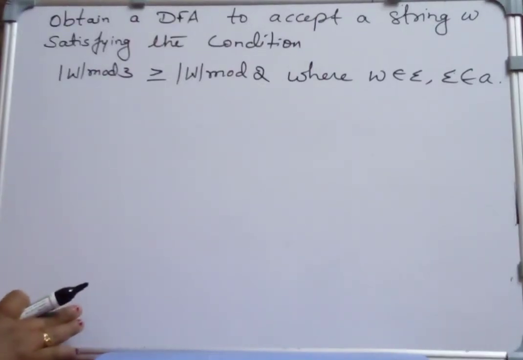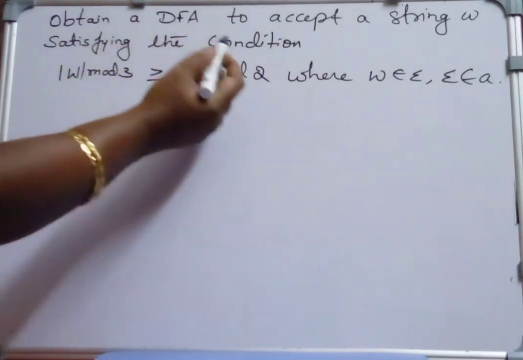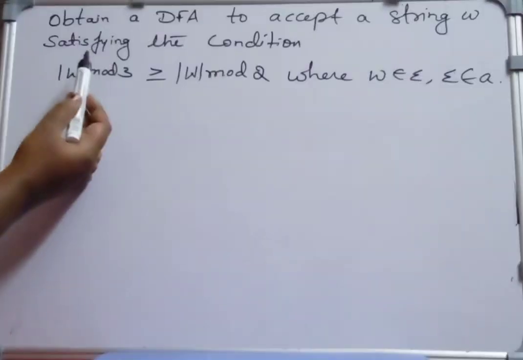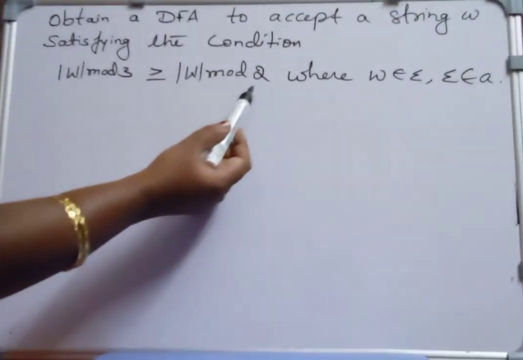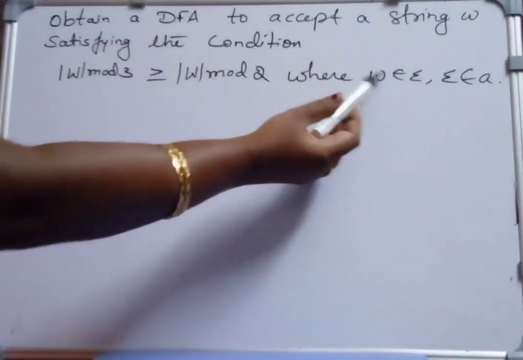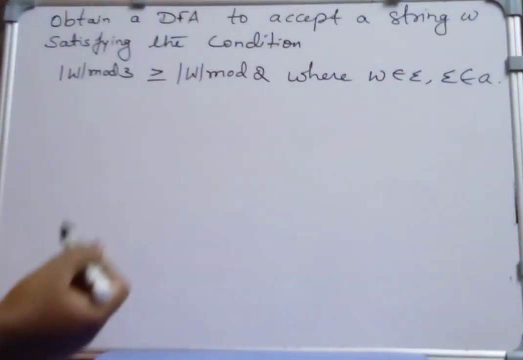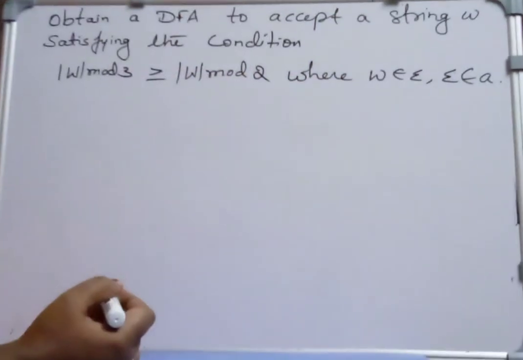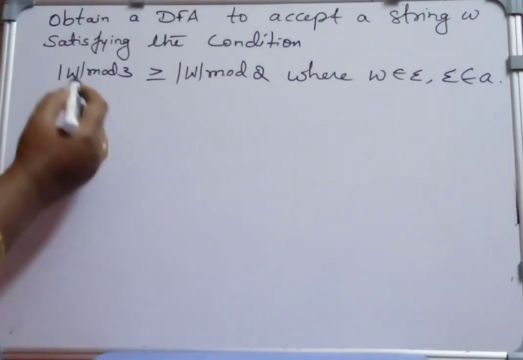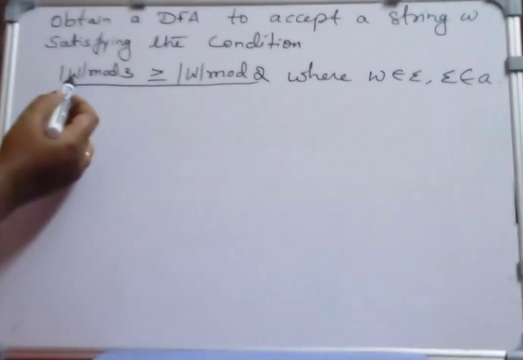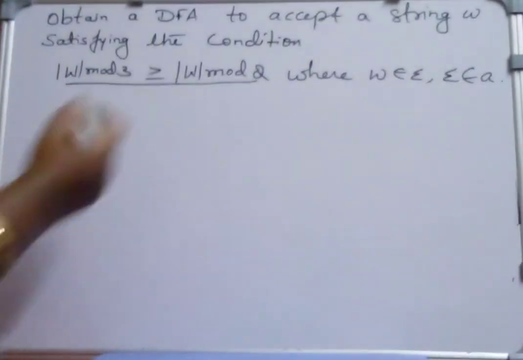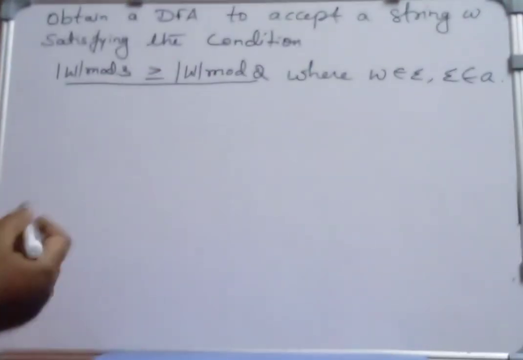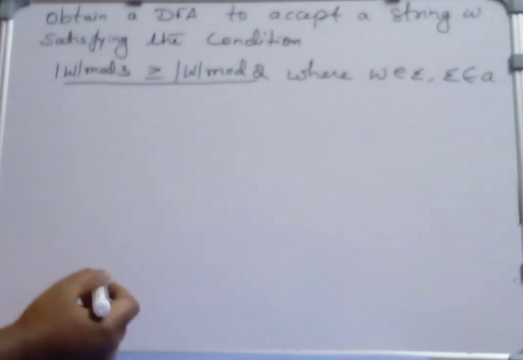Okay students, today we are going to discuss modulo K problems. Obtain a DFA to accept a string W satisfying the condition W mod 3 greater than or equal to W mod 2, where W belongs to Σ and Σ contains the symbol A. So here the condition given is that the string length W mod 3 should be greater than or equal to W mod 2. Whenever a modulo problem is given like this, we follow the blind method.